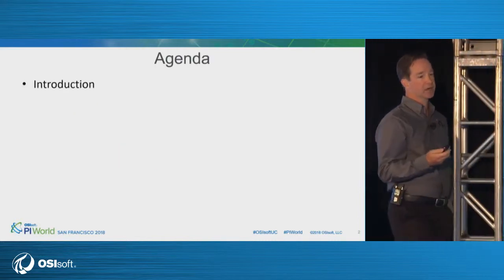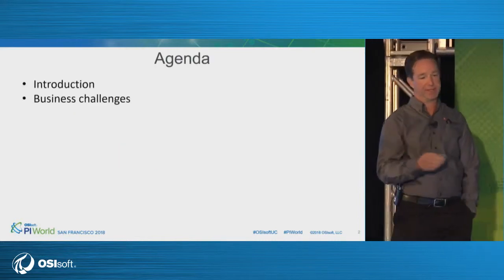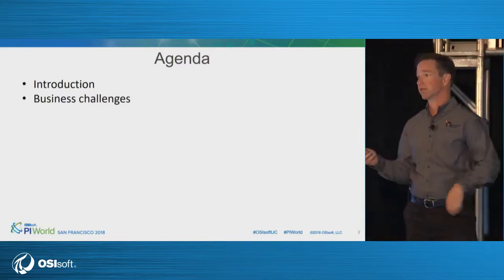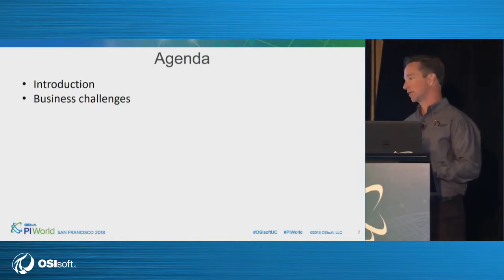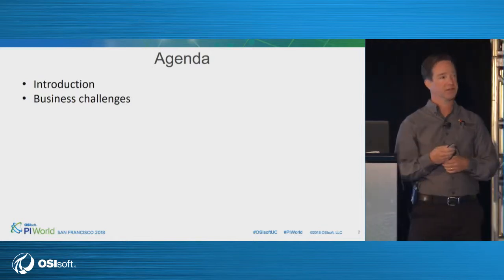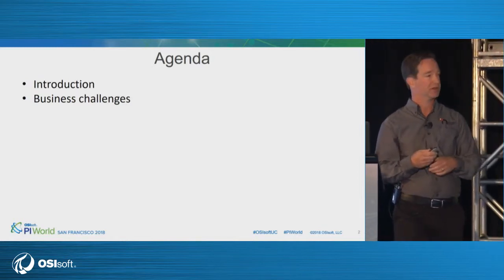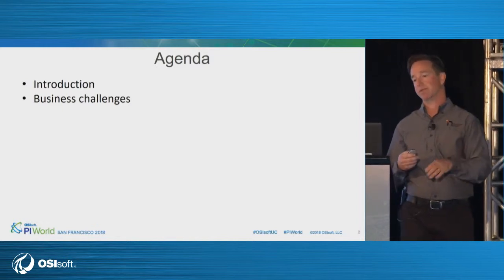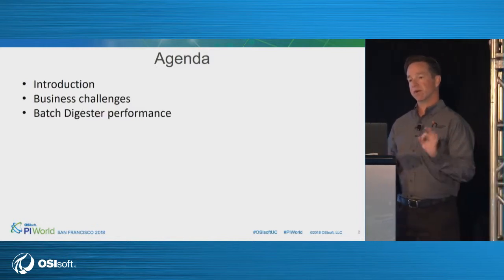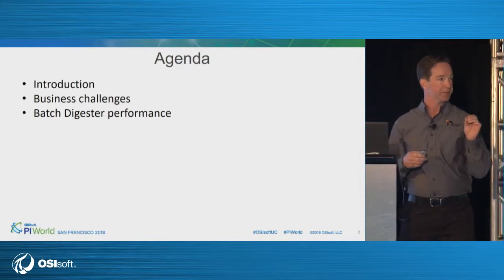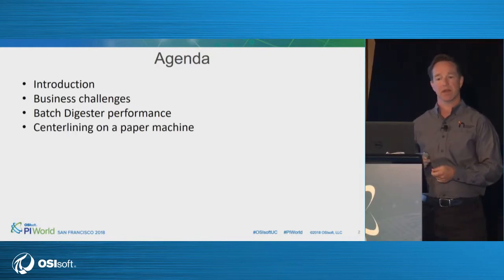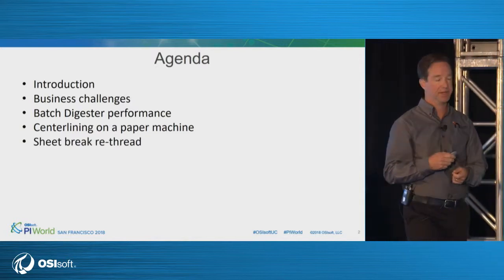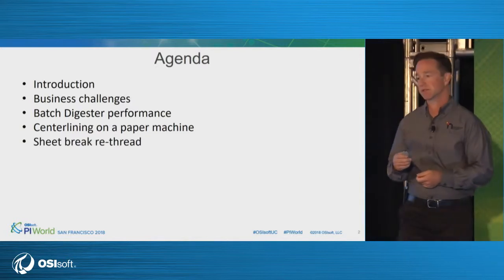So some things we're going to talk about today: we did the introductions. We're going to talk about some of the business challenges at IP, and I think that are very prevalent. I've had some similar discussions this week with some of you, and I think these are across manufacturing, across the paper industry. We're going to focus on several business use cases, one around batch digester performance, center lining on a paper machine, sheet break rethread calculations.